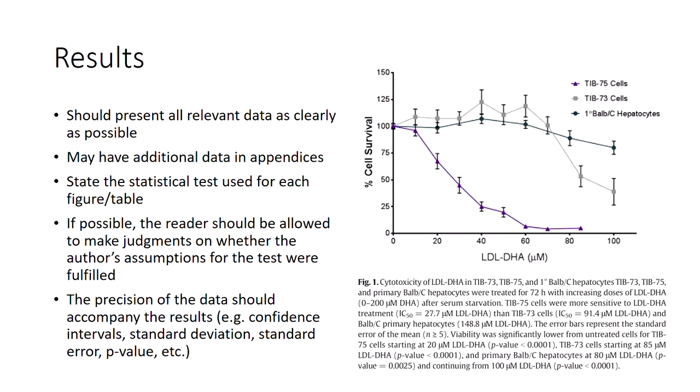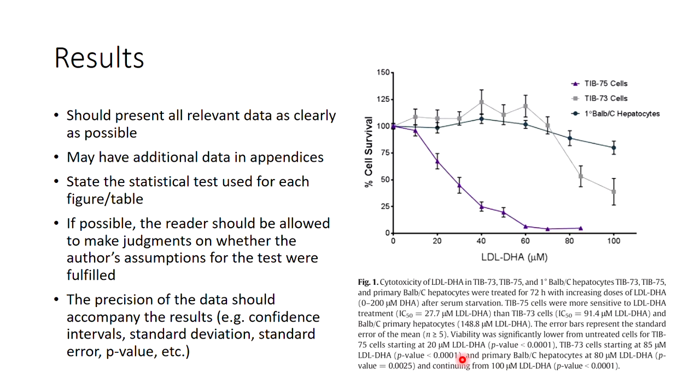So the results should present all the relevant data as clearly as possible. There may be additional data in the appendices. Journal articles often limit how many figures and how long an article can be. So if you have more figures, but they're not key figures, the authors will put them in an appendix that can be downloaded on the journal's website. And then they should state the statistical test used for each figure. So for this figure, I think an ANOVA was used.